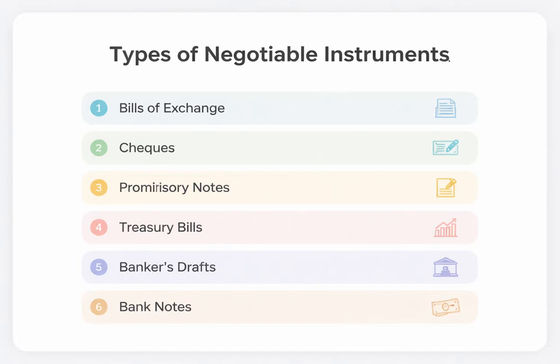There are several types of negotiable instruments used in the financial world. The most common are checks, which order a bank to pay money. There are also bills of exchange, which are orders between parties to pay at a future date, and promissory notes, which are direct written promises to pay. Other examples include treasury bills, banker's drafts, and even standard banknotes.